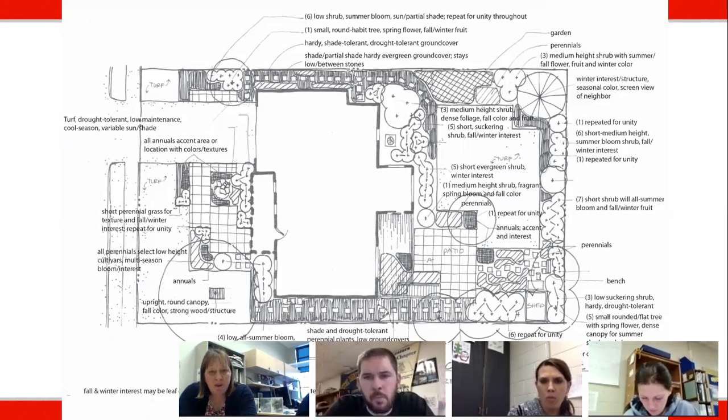So you'll notice that, for example, in this area, we have 3 low suckering shrubs. They're drought tolerant, they're hardy. So we're basically giving reasons for what we want to see in that particular area of that landscape. And that's kind of what we're doing in the design in the box.